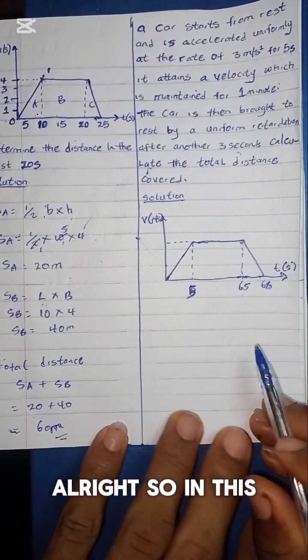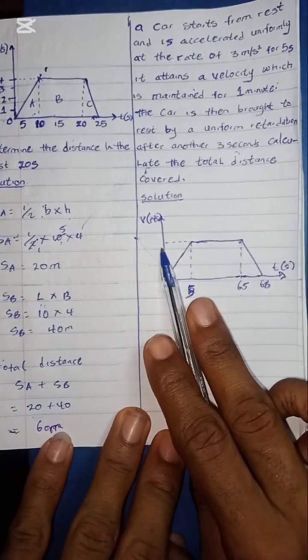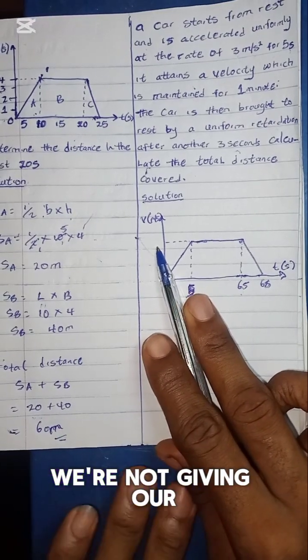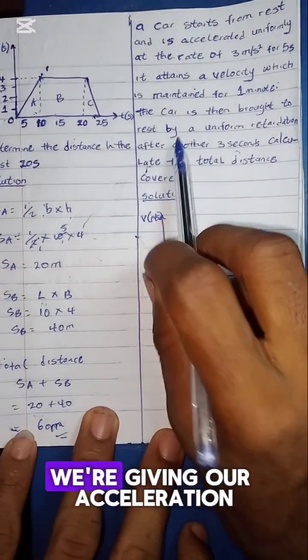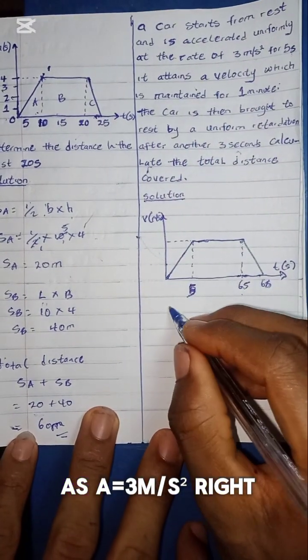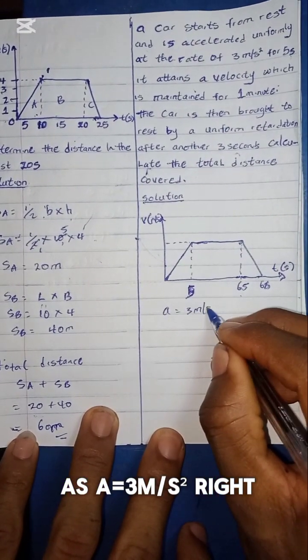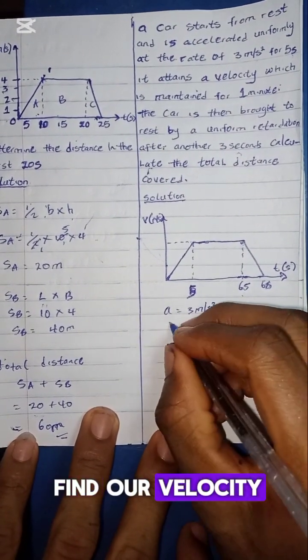All right, so in this question, we're not given the velocity. So we have to find our velocity by ourselves. We're given our acceleration as 3 meter per second square, right? So we have to find our velocity.